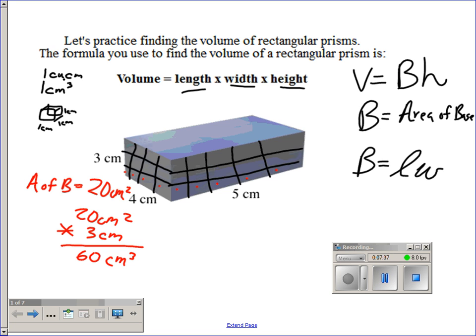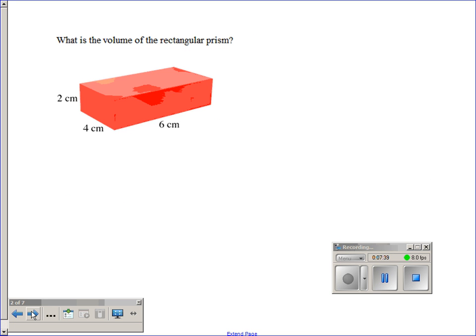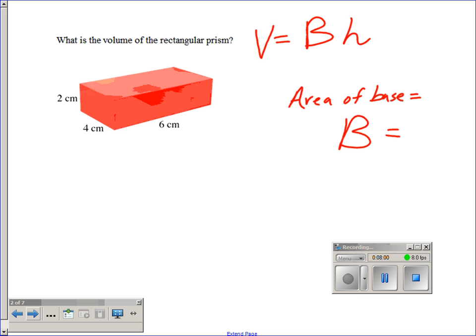Okay. So we're going to try another one. We're going to try and find the volume of this. And my first question for you is going to be, what is the area of the base? In other words, what is the big B in our volume equals area of the base times height? What is the area of the base?